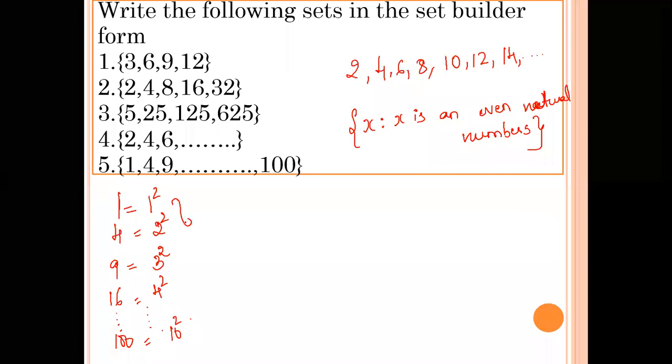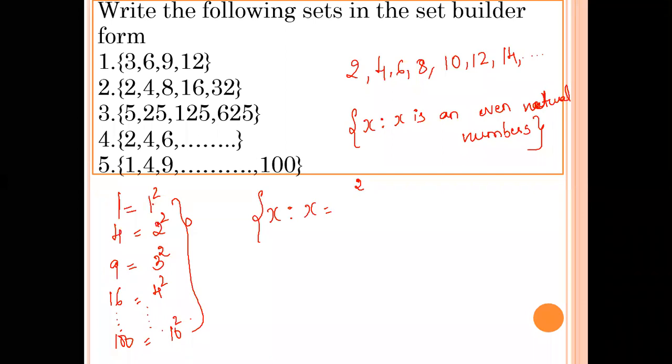Okay, now what is the common property? Which number is common everywhere here? Power is common, correct? Okay, so we'll write it. X is such that X is equal to, power is common. What is the power? 2. 2 is common. But what is changing here?